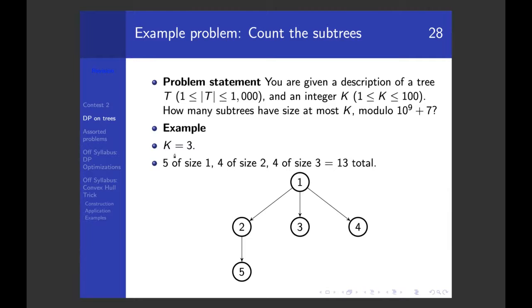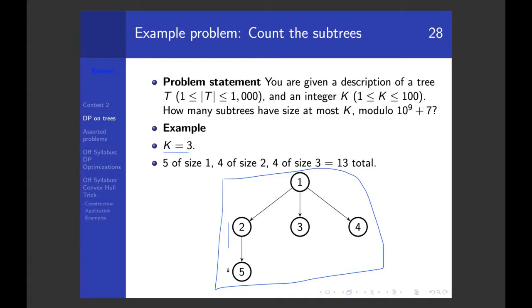Here's an example. So if k equals 3, we get this tree here. Then how many subtrees are there of size 1? Well, we have 5. It's just this node on its own, this node on its own. They're all subtrees of size 1. Note, when I say subtree, I don't mean rooted subtree. Like before, we described subtrees, we meant the subtree of 2 is this. When we say subtree here, we just mean a set of nodes in the tree that are connected.